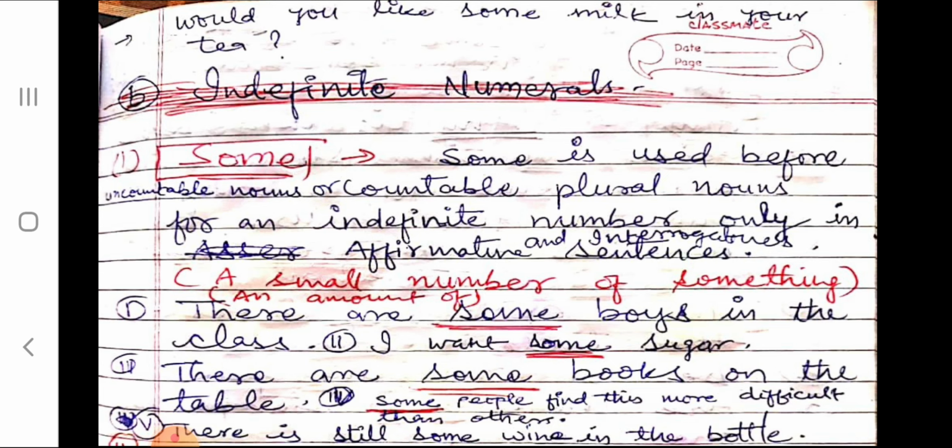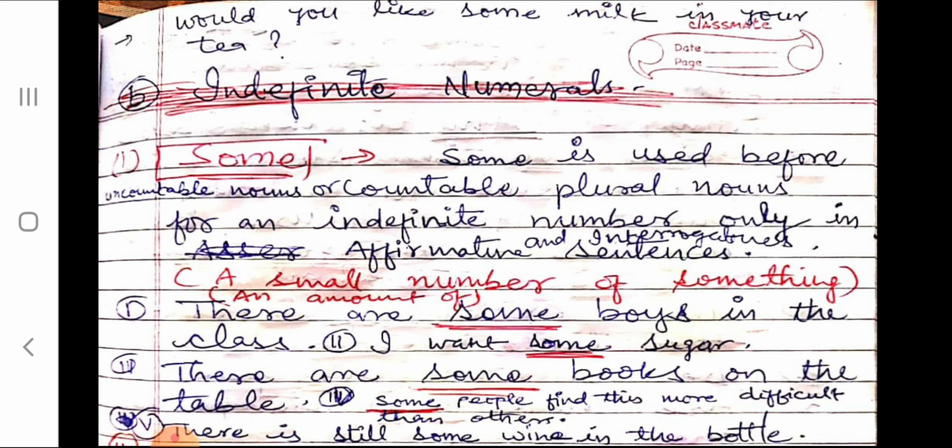Examples are: There are some boys in the class. Second, I want some sugar. In the first one, some is used before a countable noun. Boys is a countable noun. In the second sentence we have "I want some sugar." Sugar here is an uncountable material noun, and some may be used before countable as well as uncountable nouns.